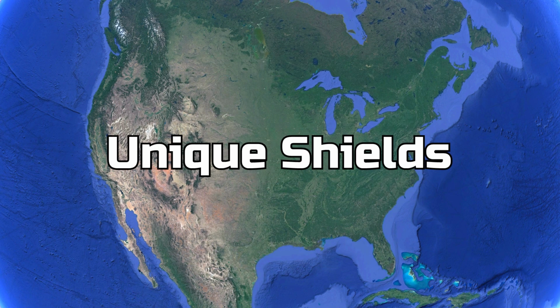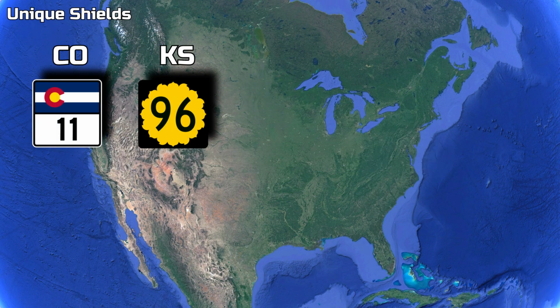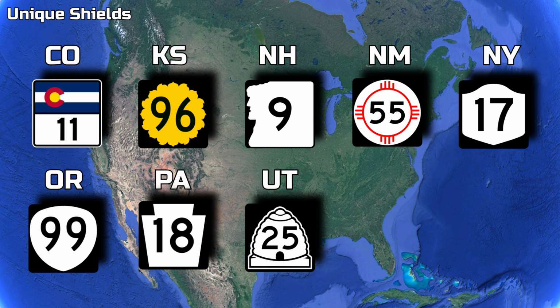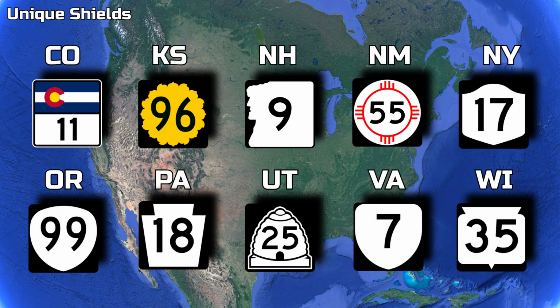The final category is highway shields that are entirely unique to one state. Once more, we'll start with states in this category that don't really have a numbering system or any major tips to share. These are Colorado, Kansas, New Hampshire, New Mexico, New York, Oregon, Pennsylvania, Utah, Virginia, and Wisconsin.